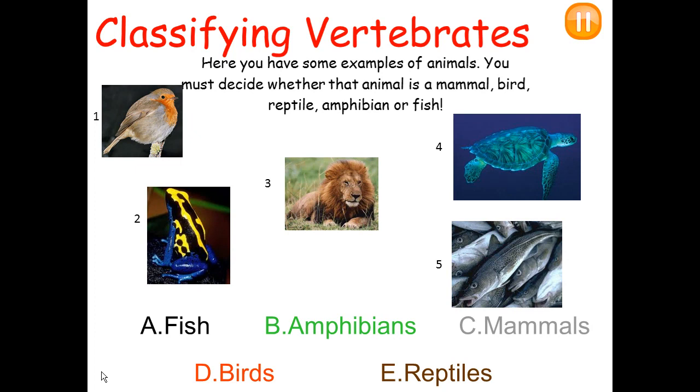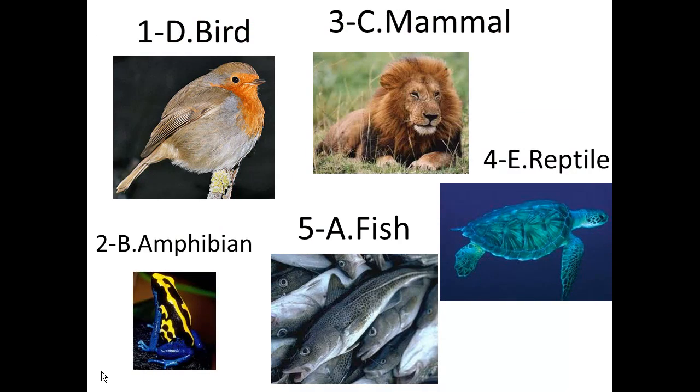Okay, let's have a look at the mark scheme so we can see how many of them you got right. So for the first one, number 1 is a bird, number 2 is an amphibian because it's a frog, number 3 is a mammal, it's a lion. Then you have number 4 that is a reptile, and the last one, number 5, is a fish.